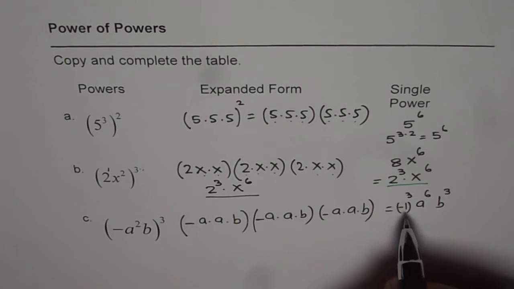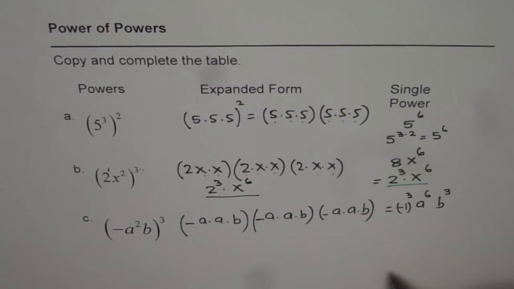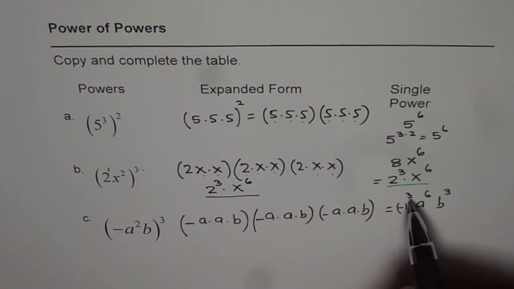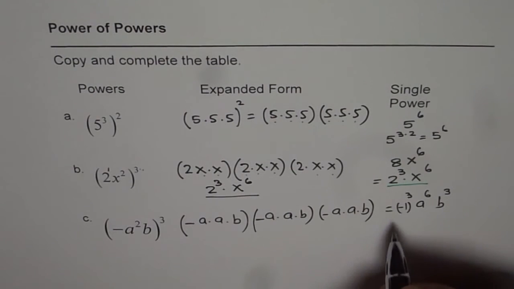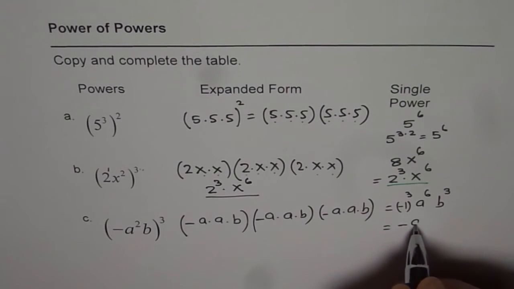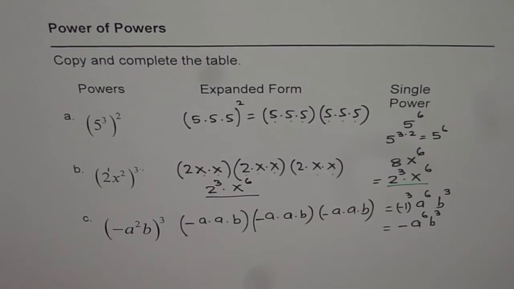Now negative quantities, when they are raised to an odd exponent, give you negative answers. So this could be simplified and written as a to the power of 6 times b cubed with a negative sign, right? So that is how we can understand what a power of a power is. I hope it clarifies many things and gives you a visual look and a link between the laws of exponents and the expanded form. Thank you.